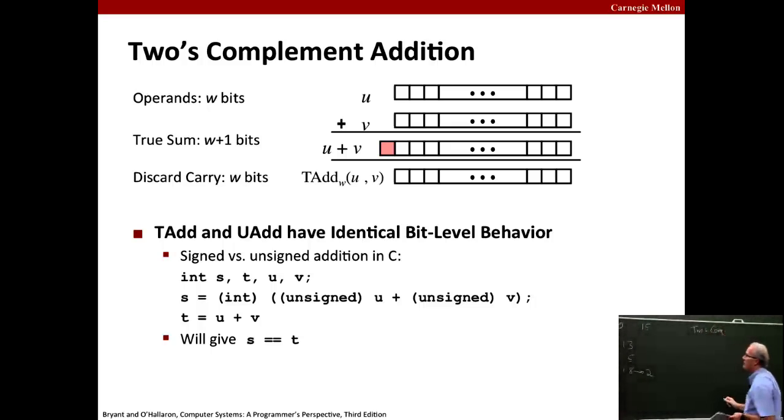So first of all, remember, what's the smallest number that could be represented with a 4-bit 2's complement number, the most negative number? Minus 8. And the largest? Plus 7. Thank you. So let's just do some examples.